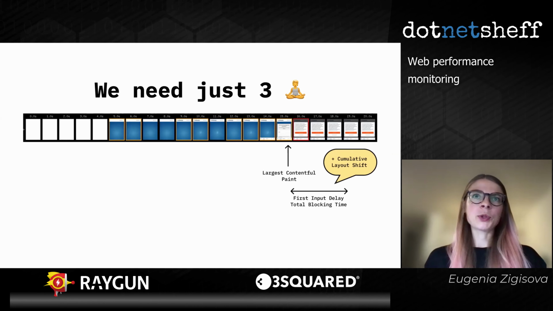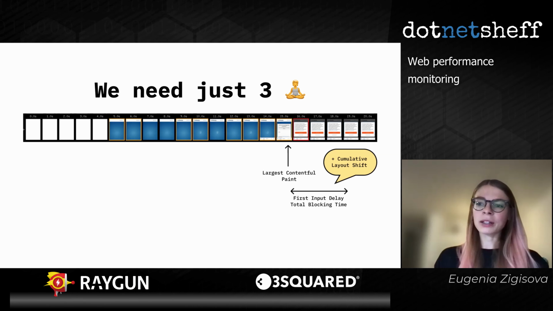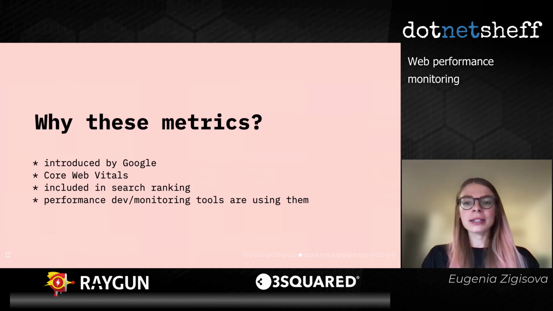So to keep it simple, not overwhelming, we can use just 3 metrics. It's Largest Contentful Paint and First Input Delay, and sometimes you will meet it as Total Blocking Time. And additionally, we can check another user experience aspect called Cumulative Layout Shift that informs us about visual web page layout stability. And why exactly these metrics?